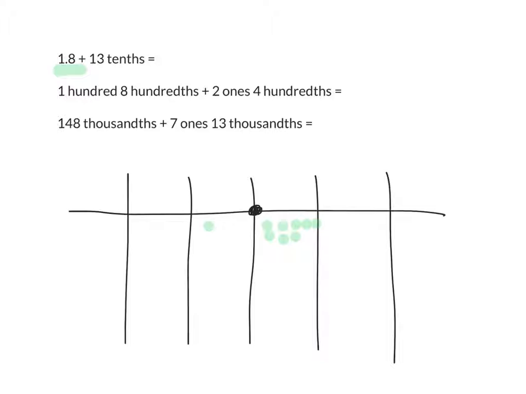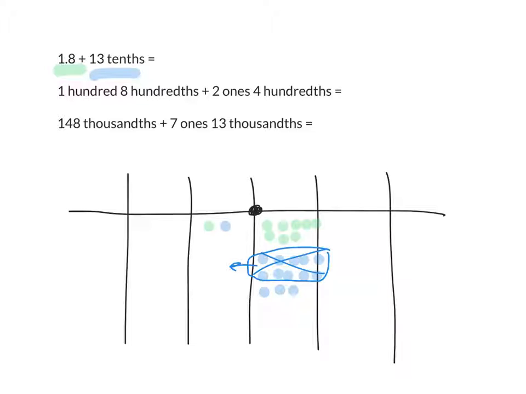Then I have 13 tenths that I need to add to it. So I could put 13 in the tenths: 7, 8, 9, 10, 11, 12, 13. Do you guys agree? Yes. But what do we know about 10 tenths? That's the same as 1. So when you draw it, you could draw it like this, or you could directly draw it as 1 one and 3 tenths.